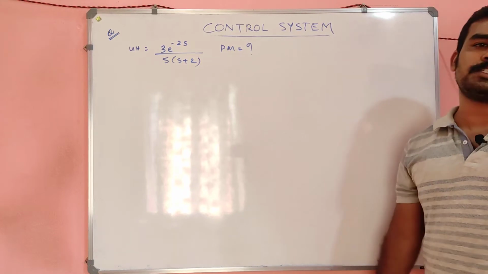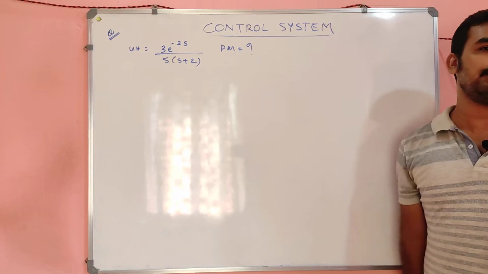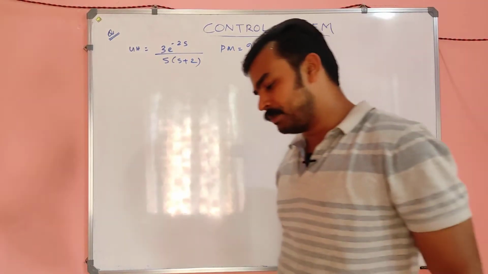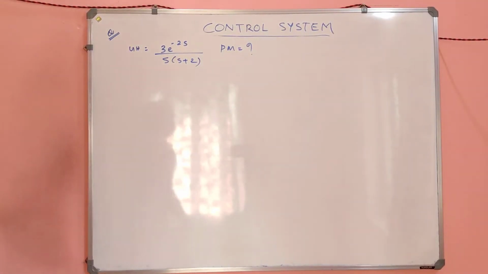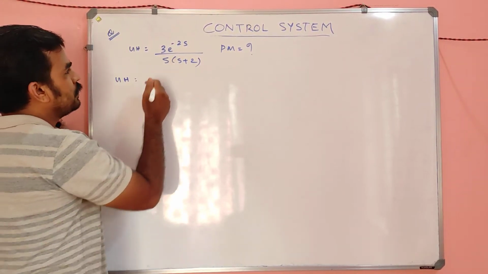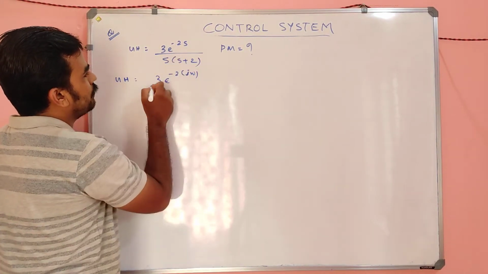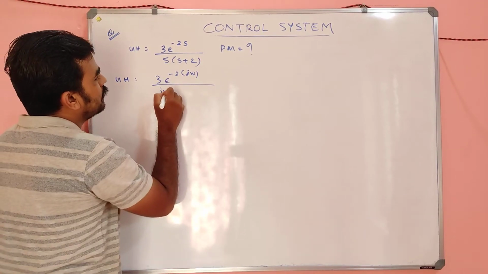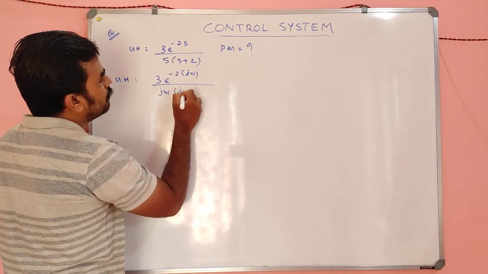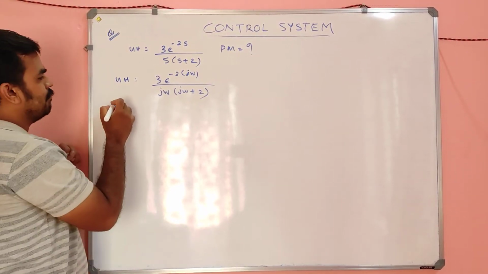This type of question also you may expect because it's exponential type, no? Until now we didn't do this type of question, right? Exponential type. How can we proceed, my dears? The first step itself is nothing but put s is equal to j omega. So e raised to minus 2 into j omega, since s is equal to j omega, so it will become j omega into j omega plus 2.